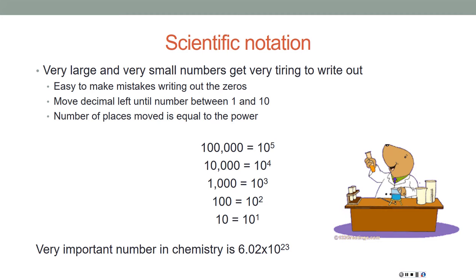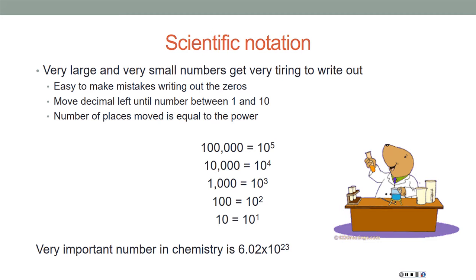Exactly right. Perfect answer. So that's what happens when the number is larger than 1. If the number is larger than 1 in its decimal form, your exponent here is going to be positive. So anytime you've got a positive number there, it's going to be a large number, so larger than 1.